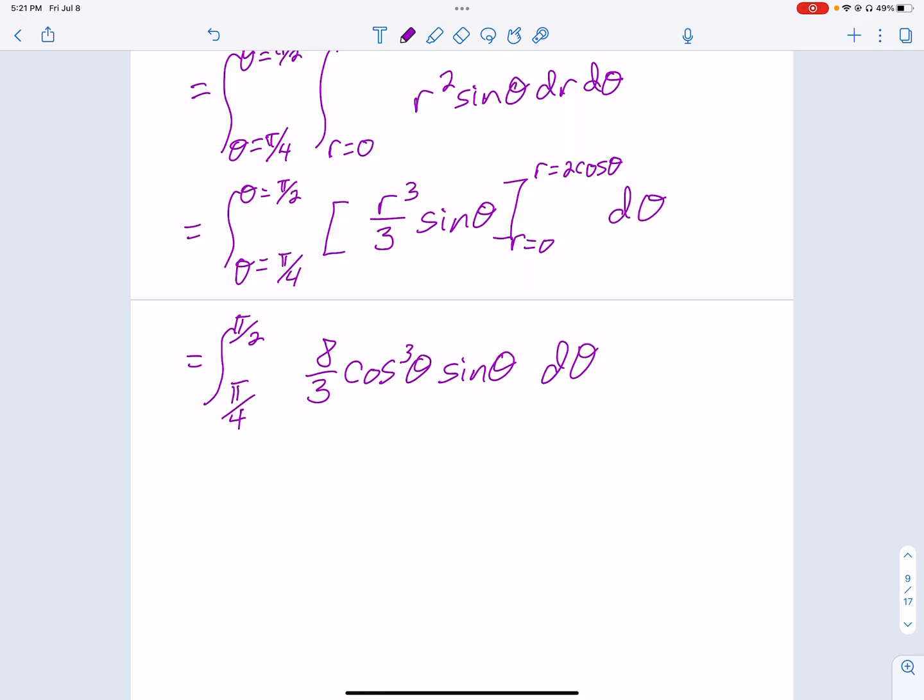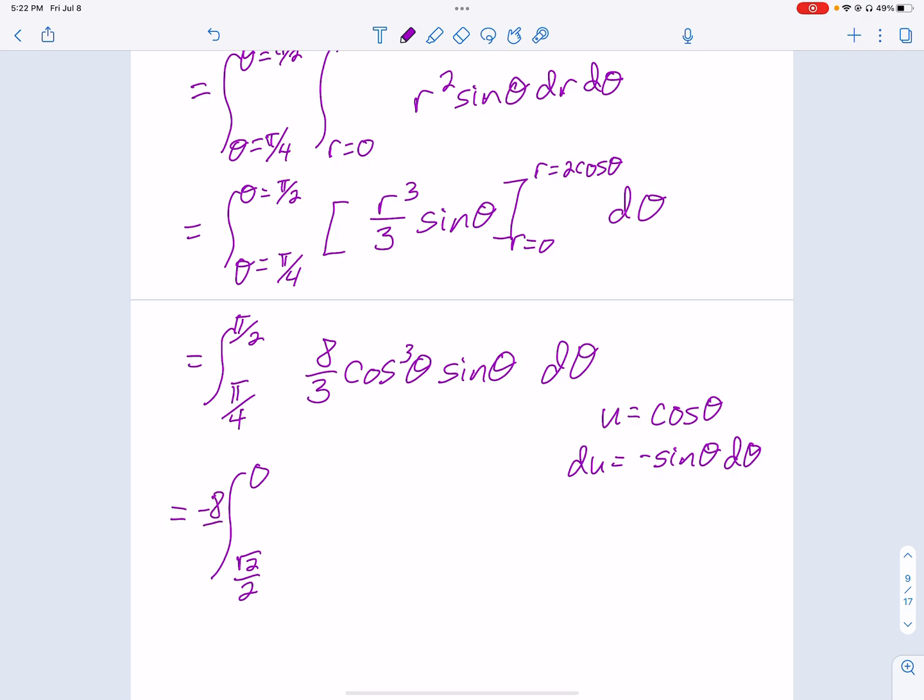Okay, that could have got even worse. It's not that bad right now. The u sub that's going to work for this is you do u equals cosine theta. Du then would be negative sine theta, d theta. So I'm going to throw a negative out in front. I'm going to go ahead and change my bounds. Okay, cosine of pi over 4 is radical 2 over 2. Cosine of pi over 2 is 0. We can also pull out that 8/3. And then u is cosine, so that's u to the third. And then I already took care of the negative. The sine is replaced, and the d theta is replaced with du.